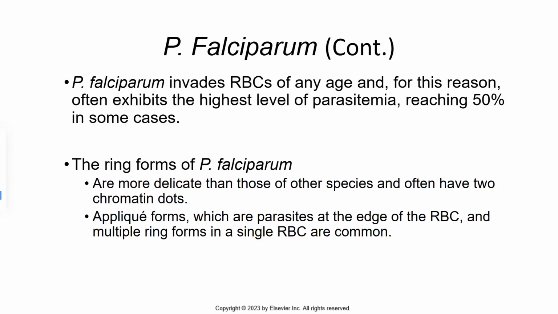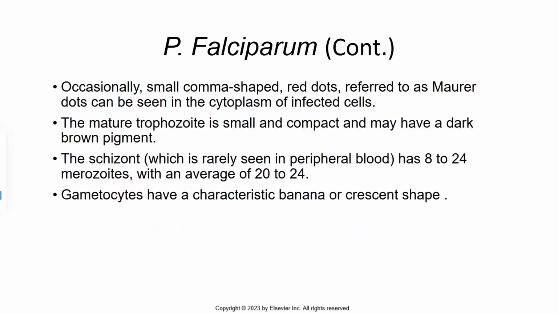The ring forms of P. falciparum are more delicate than those of other species and often have 2 chromatin dots. Applique forms, which are parasites at the edge of the red blood cells, and multiple ring forms in a single red blood cell are common. Occasionally, small comma-shaped red dots, referred to as Maurer dots, can be seen in the cytoplasm of infected cells. The mature trophozoite is small and compact and may have a dark brown pigment. Schizont, which is rarely seen in peripheral blood, has 8 to 24 merozoites with an average of 20 to 24. Gametocytes have a characteristic banana or crescent shape.